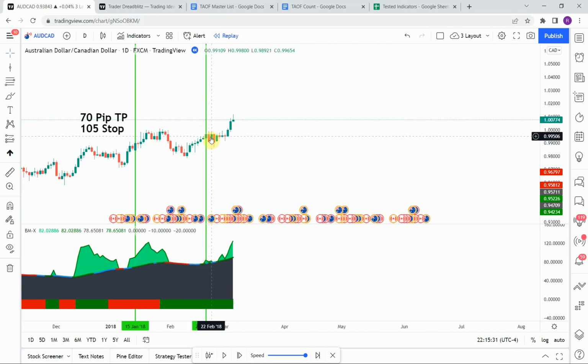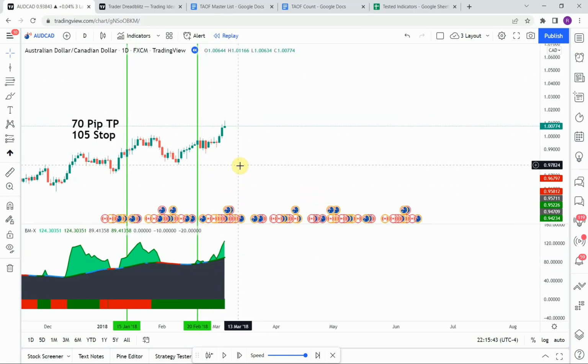Now we get a little bit of consolidation and then a decent little pullback candle right here that got pretty close to our stop, but not quite hitting it before we get that real nice push to the upside, getting us to our take profit once again.